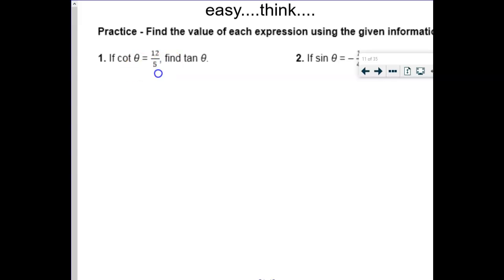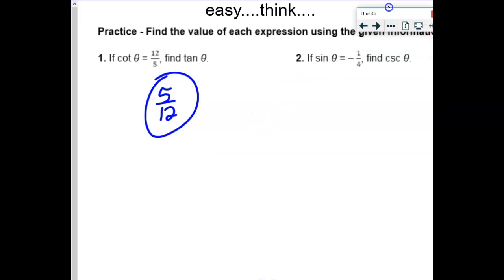All right, so cotangent of theta is 12 over 5. What's tangent? 5 over 12. Did I have to draw a triangle to figure that out? No, I'm supposed to know my relationship of the identities, and that was a quick, easy reciprocal identity. Knowing me, I would have drawn it because I'm such a suck up. I want to show my teacher that I know how to draw triangles, but that was a waste of time.